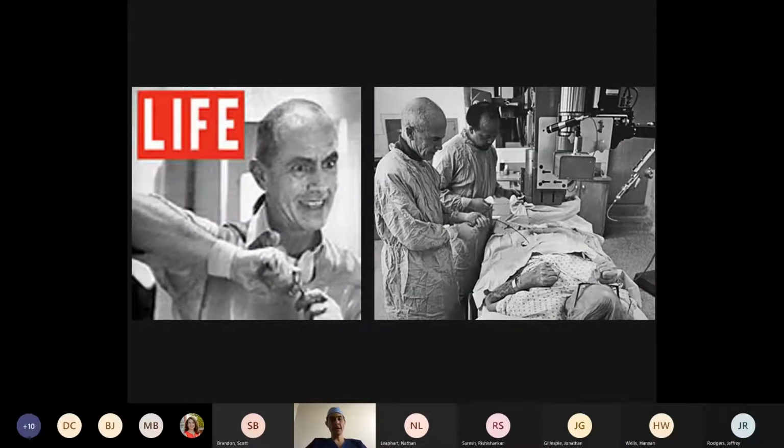And this is considered the first time the IR radiologist stopped being just a diagnostic tool or diagnostic specialty and became a therapeutic specialty, fixing problems, not only taking pictures, but also treating patients, treating disease. And that was back in 1964. You can go to the next slide.